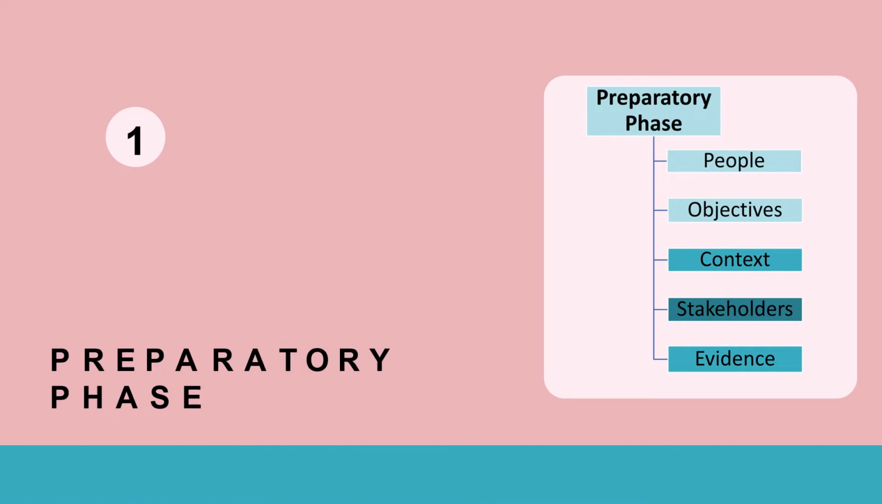So when an organization or research body is looking to get started with their priority setting process, there are some steps that they should consider in the preparatory phase, including the people, the team who are going to be involved with the priority setting, what their objectives are, what healthcare context they're looking at, which stakeholders from the community and public they want to involve, and what the existing evidence looks like.